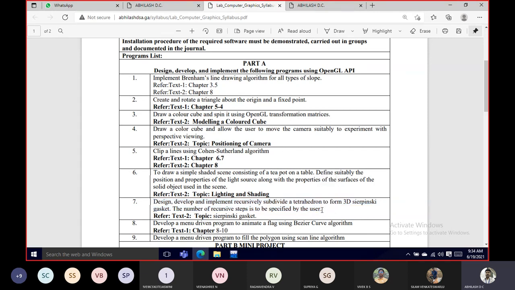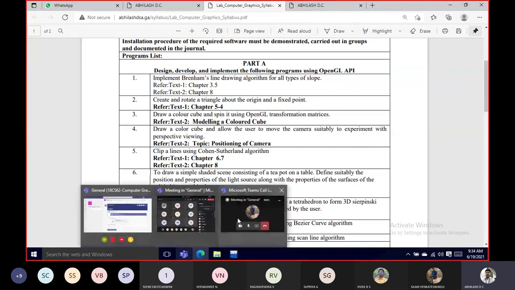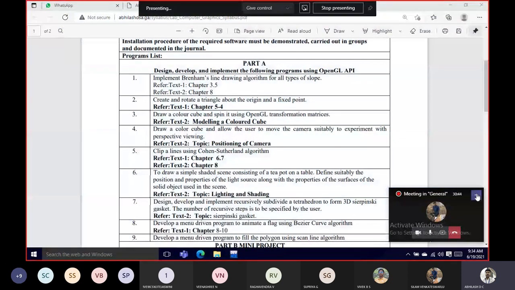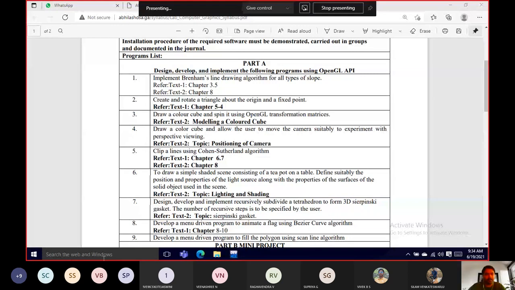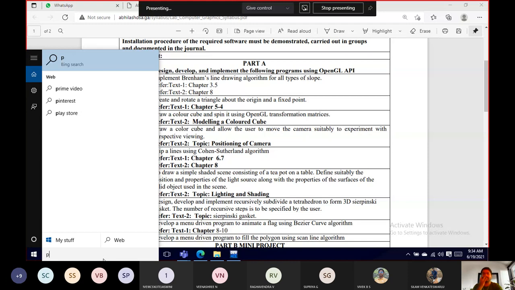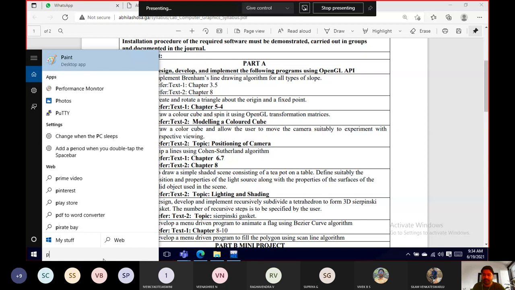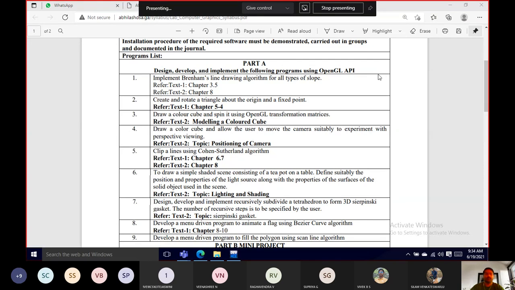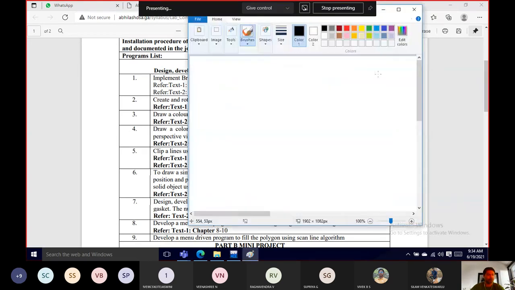So let's understand what exactly the problem is first. What do we mean by Sierpinski gasket? Sierpinski is actually a person who designed this particular gasket. First things first, we'll try to understand what a Sierpinski gasket is. And this gasket should be divided recursively. That is the important thing.